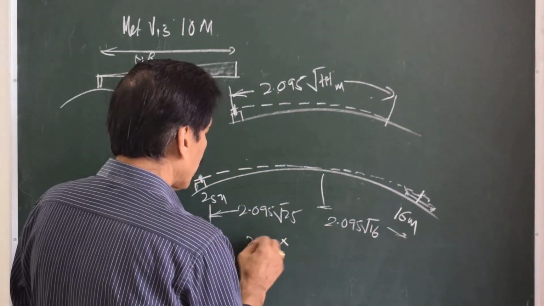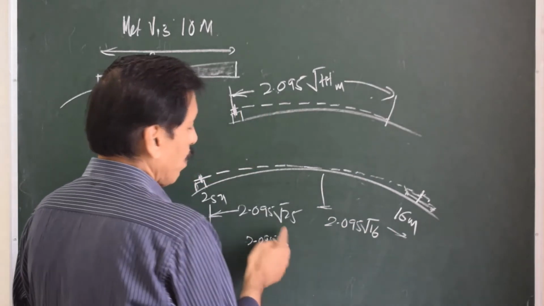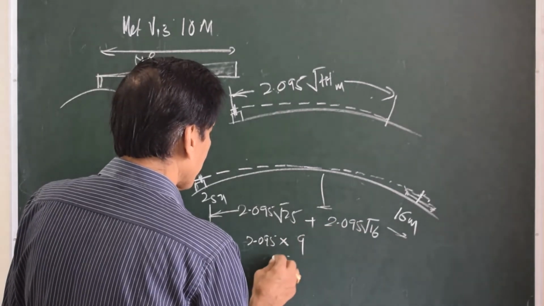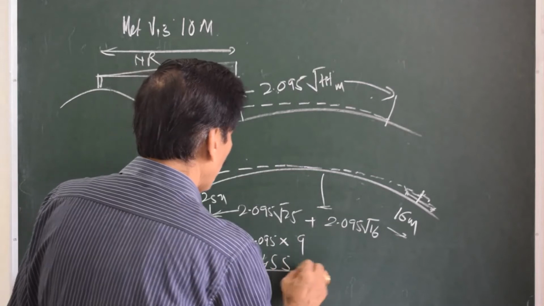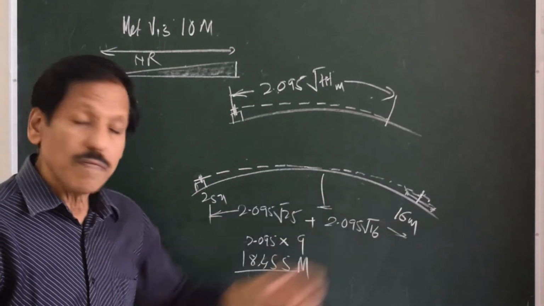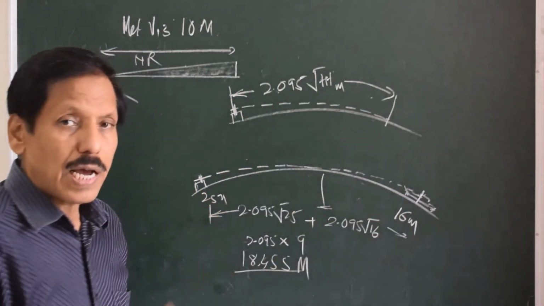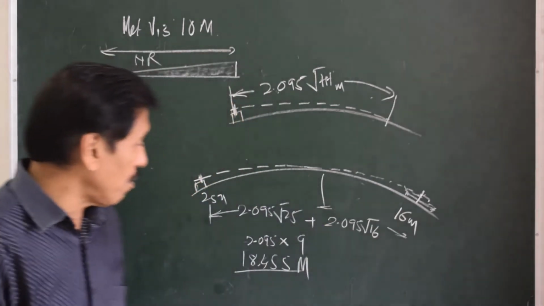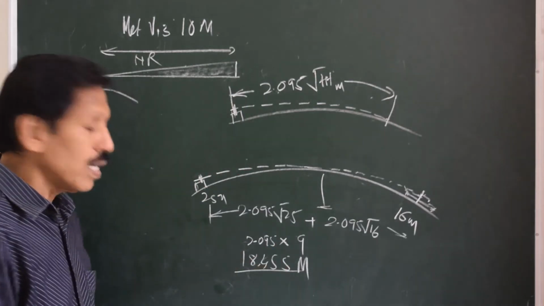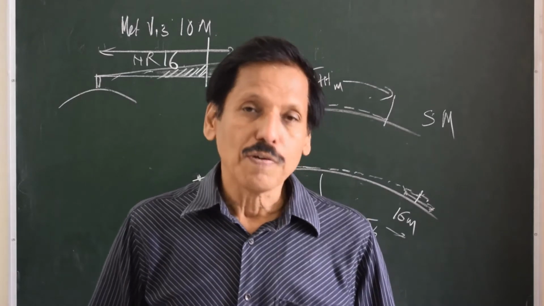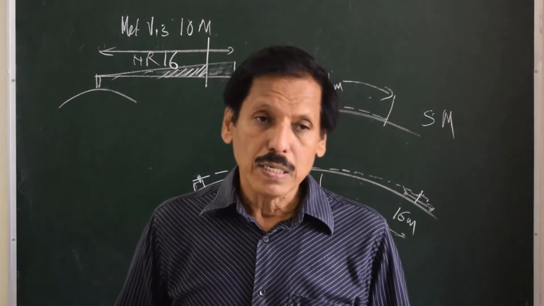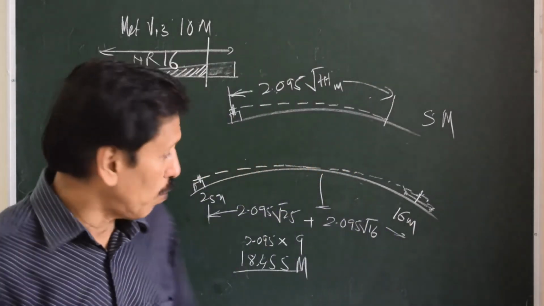So 2.095 multiplied by 5 plus 4, that is 9, so that is about 18.455 miles, the rising distance of this light for this ship. The ship has a height of eye of 16 meters and the light has a height of 25 meters above the water level. So 18.455 miles is the geographical range, or rising and dipping distance. The geographical range is 18.45 miles, but there are various other factors which will decide whether I can see this light 18.45 miles off when I am approaching or not.